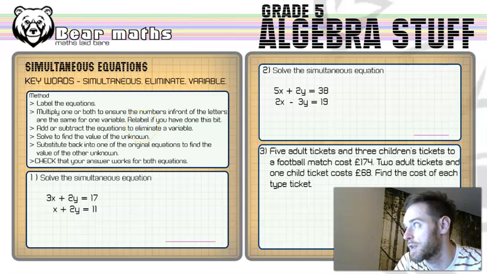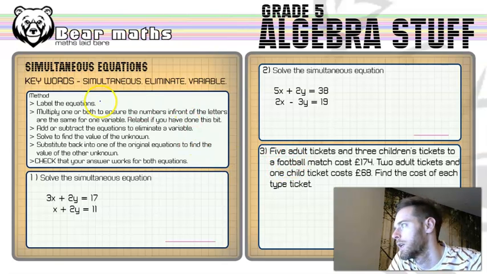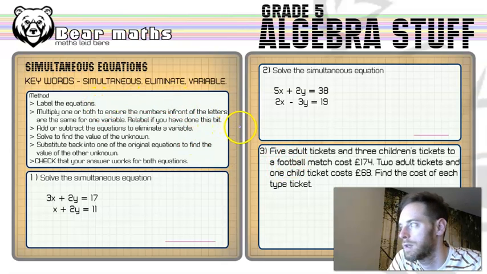This one is on simultaneous equations. The keywords here are simultaneous, eliminate and variable. Now, simultaneous means at the same time. Eliminate means to get rid of, and variable is something that is a changeable thing within a question represented by the letters.